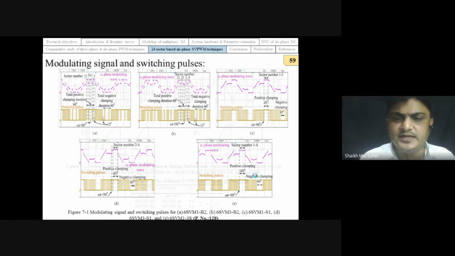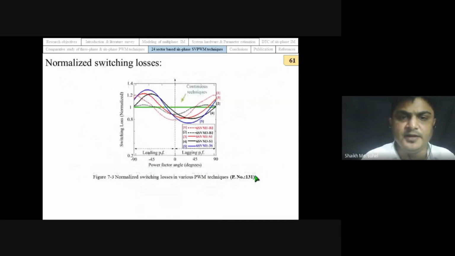So these are the normalized switching losses for different PWM techniques, and these are the results of normalized switching loss. Here we can observe that our efforts have paid off. We have developed the new PWM technique, 6-phase SVM1 3S. It is recorded with the lowest switching loss among all the PWM techniques.